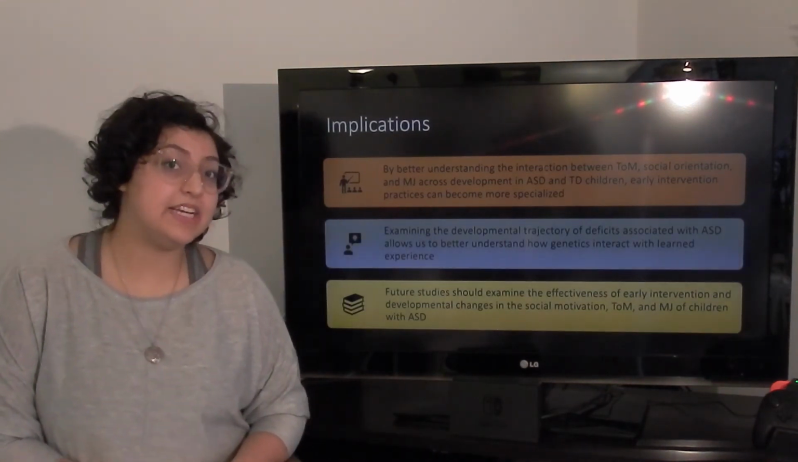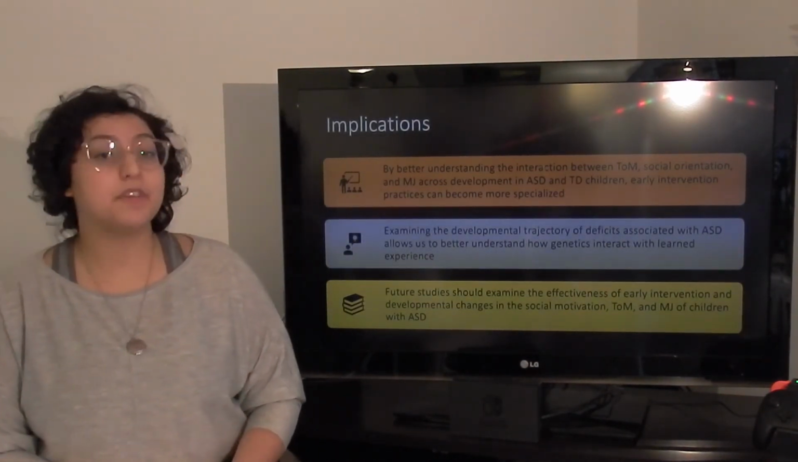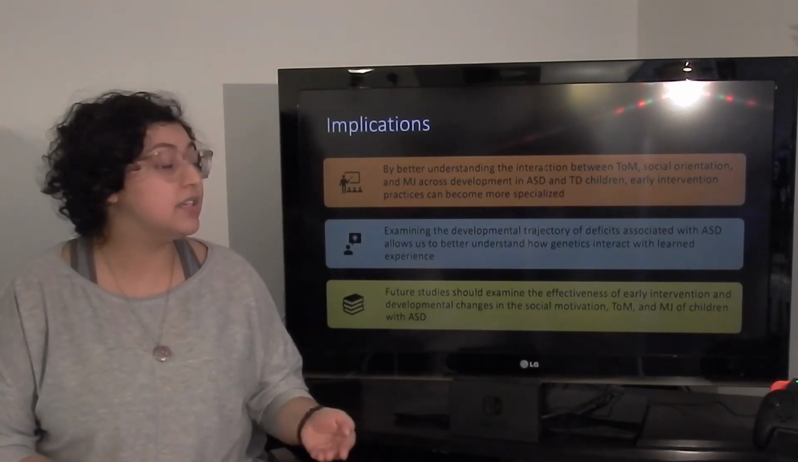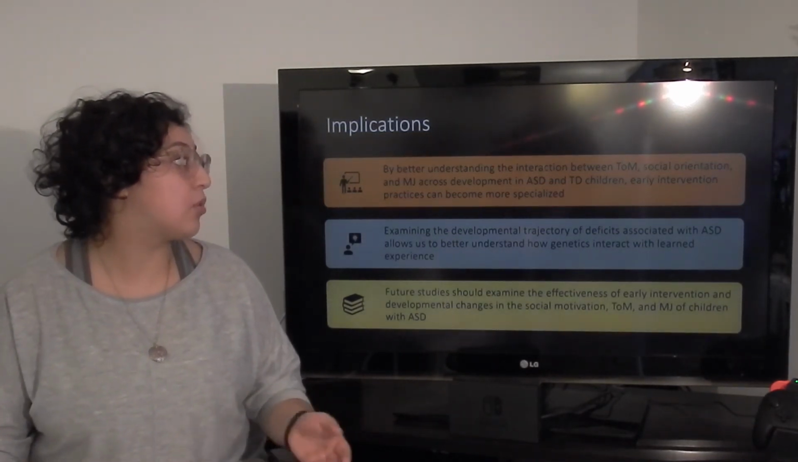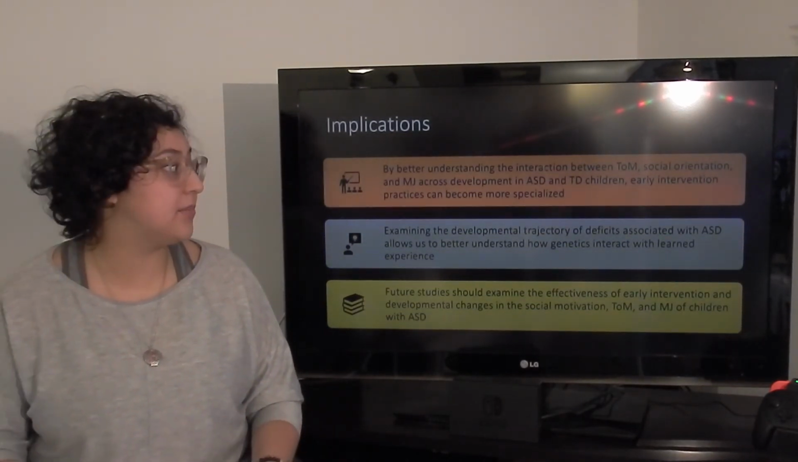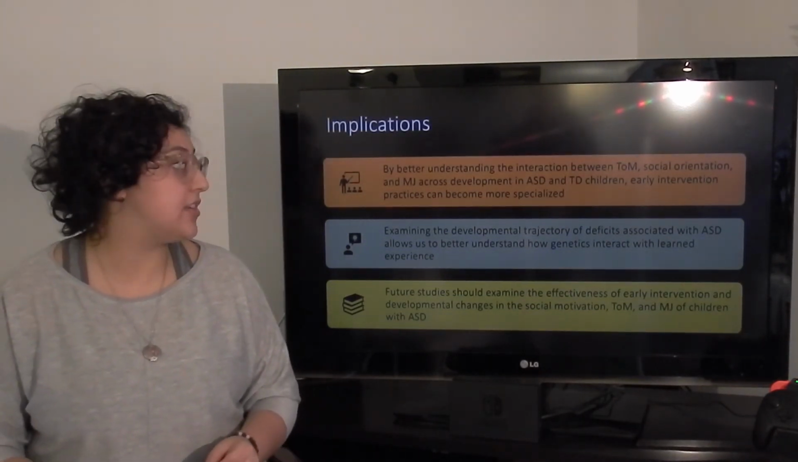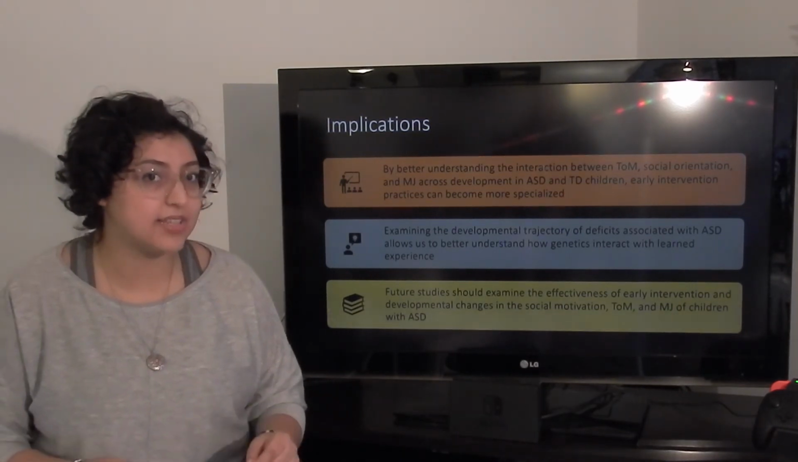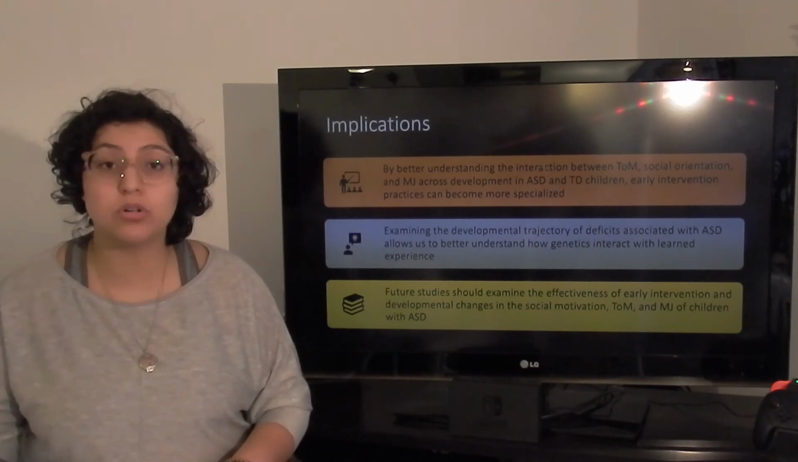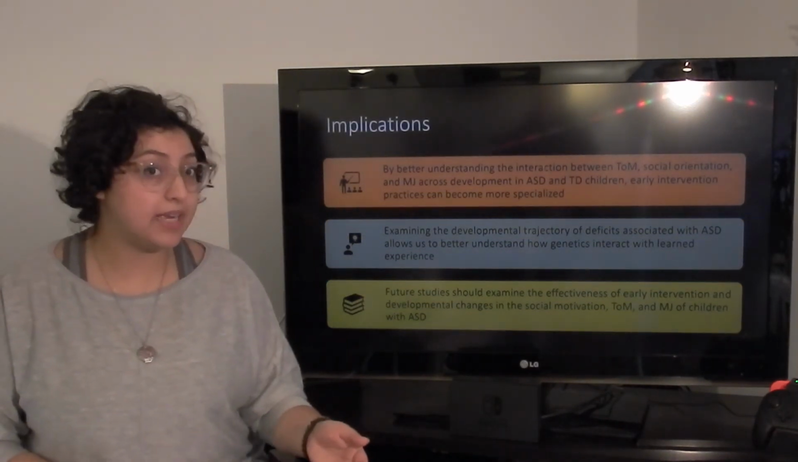There are several implications my study would have. Firstly, by better understanding the interaction between theory of mind, social orientation, and moral judgment across development in ASD and typically developing children, early intervention practices can become more specialized, either focusing solely on social orienting, moral judgment, or theory of mind.